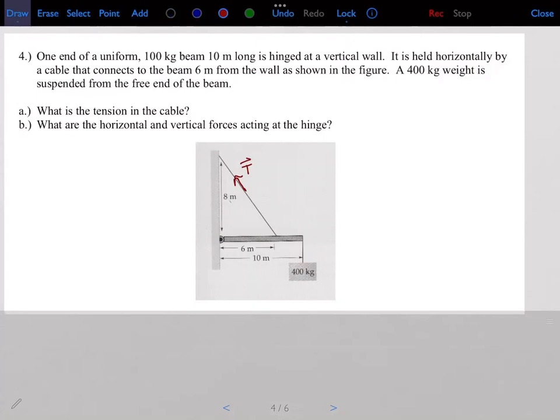There's going to be a joint force acting on the hinge here called Fj. And we want to find the components. We're assuming that X is to the right and Y is vertically upward. So we want to find Fjx, Fjy. Those three things we want to find: T, Fjx, and Fjy.